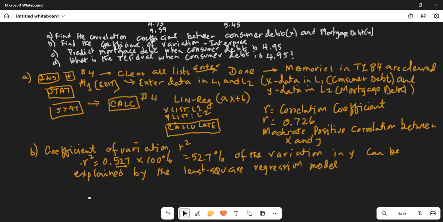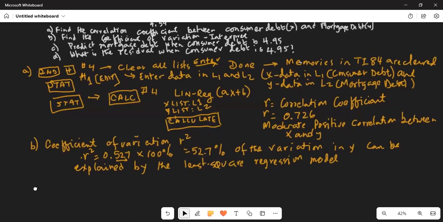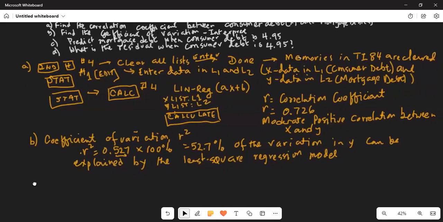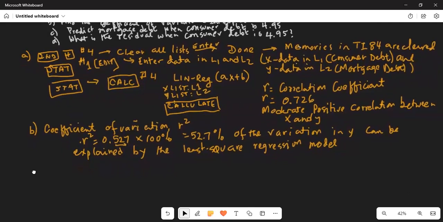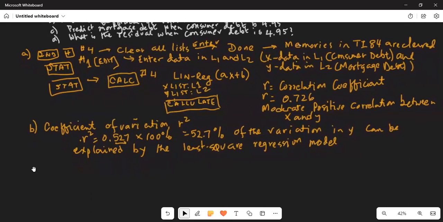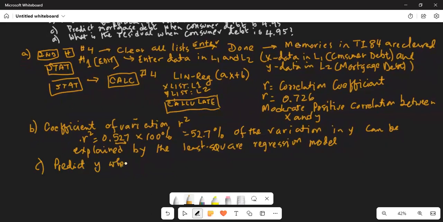Now I will move to part C. Predict mortgage debt when consumer debt is 4.95. So bottom line, predict Y when X is equal to 4.95.